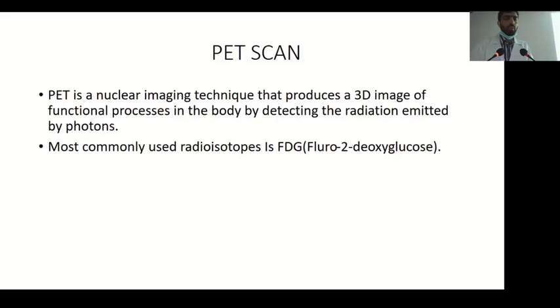Then there is a PET scan. PET is a nuclear imaging technique that produces a 3D image of functional processes in the body by detecting the radiation emitted by the photons. The most commonly used radioisotope is fluoro-2-deoxyglucose.